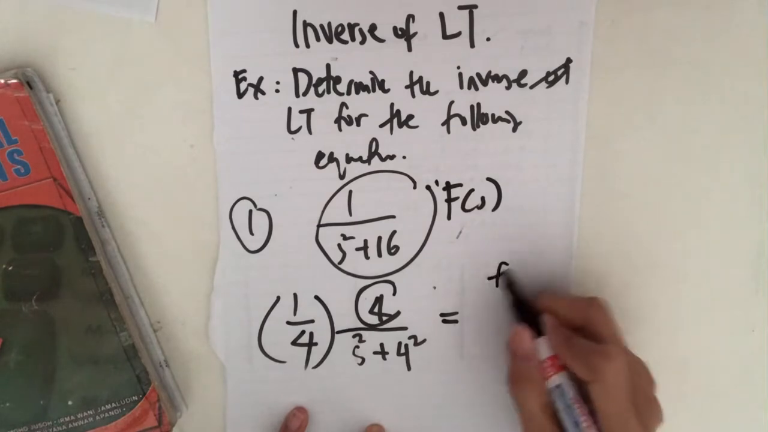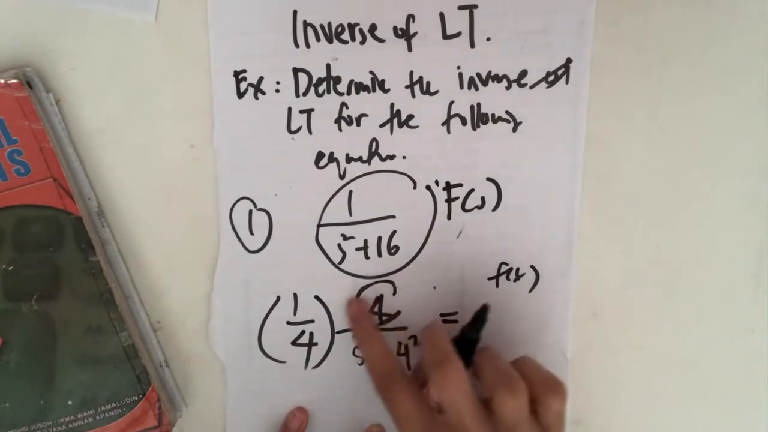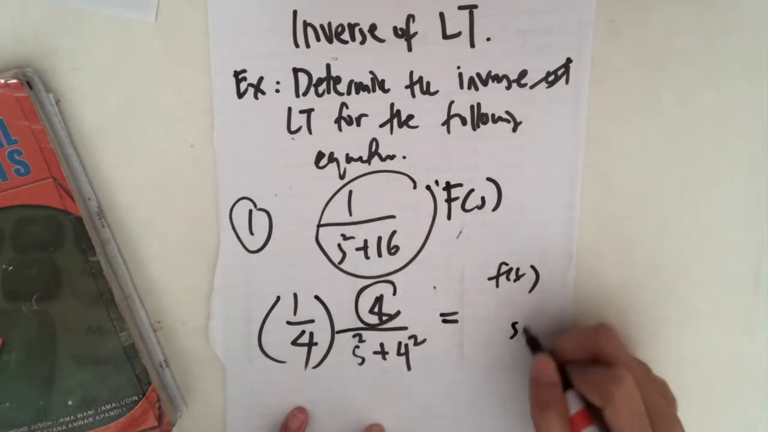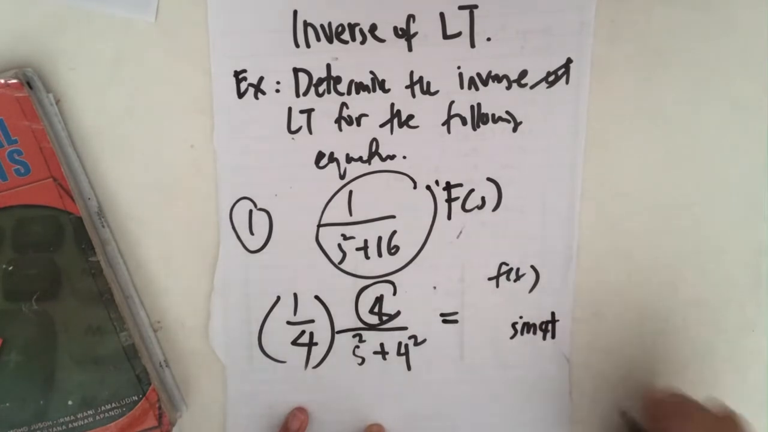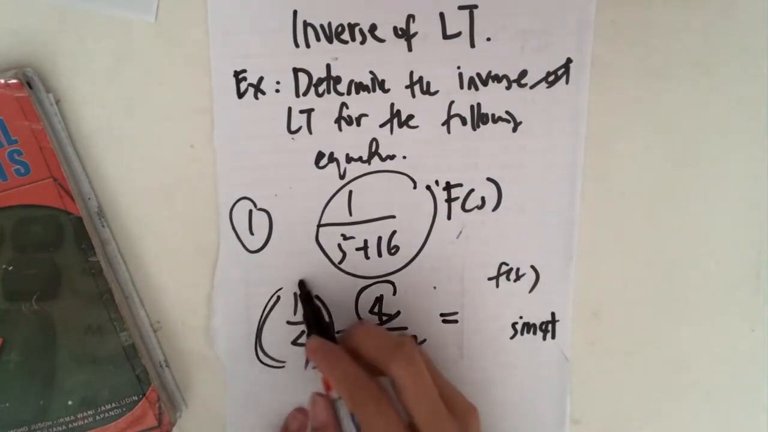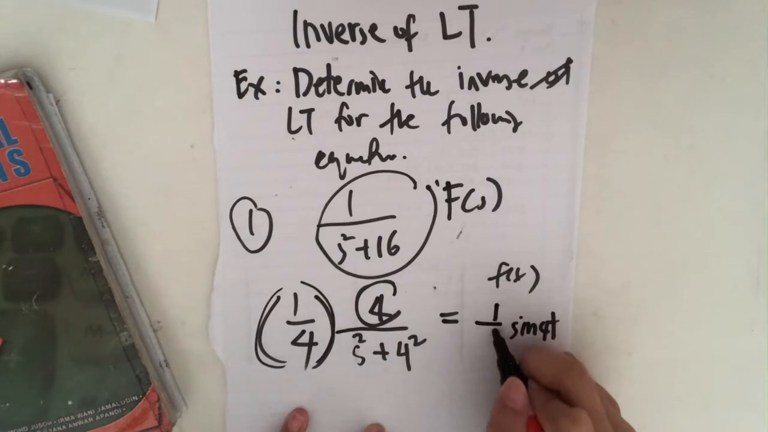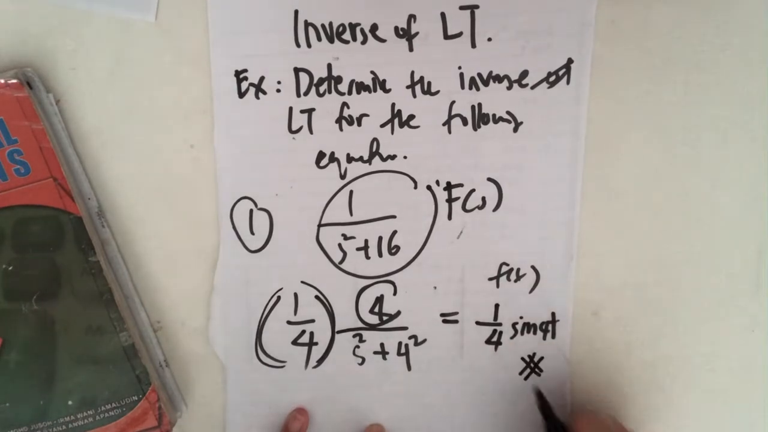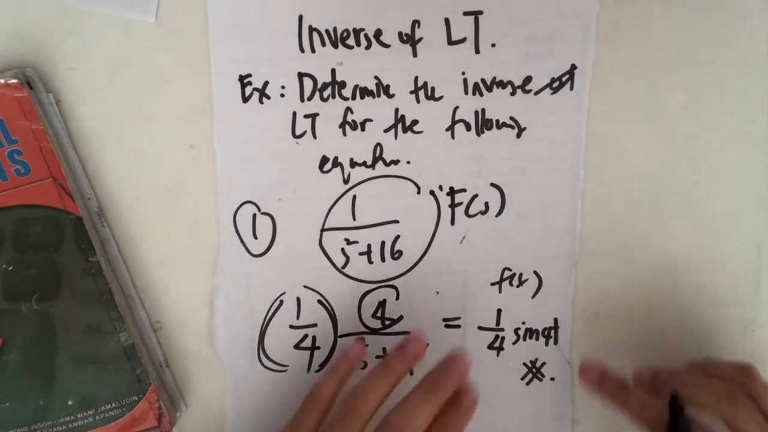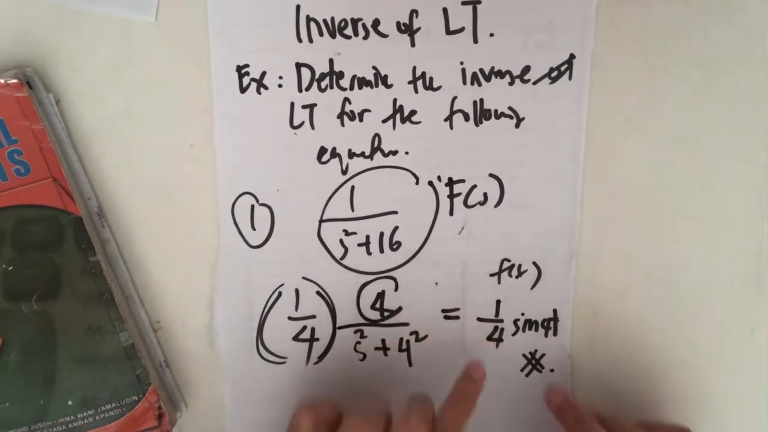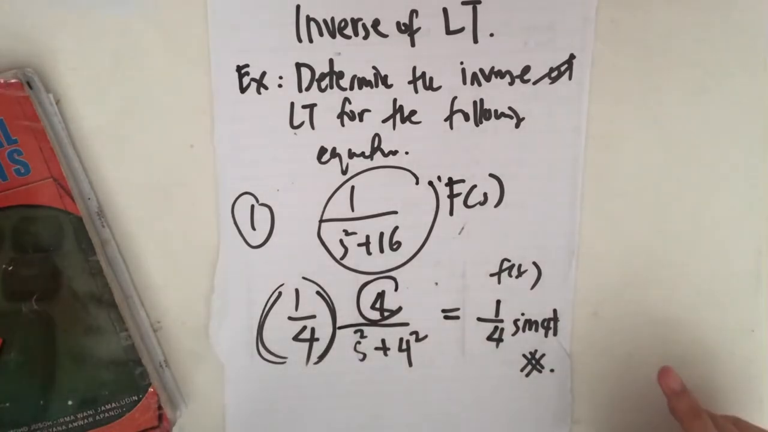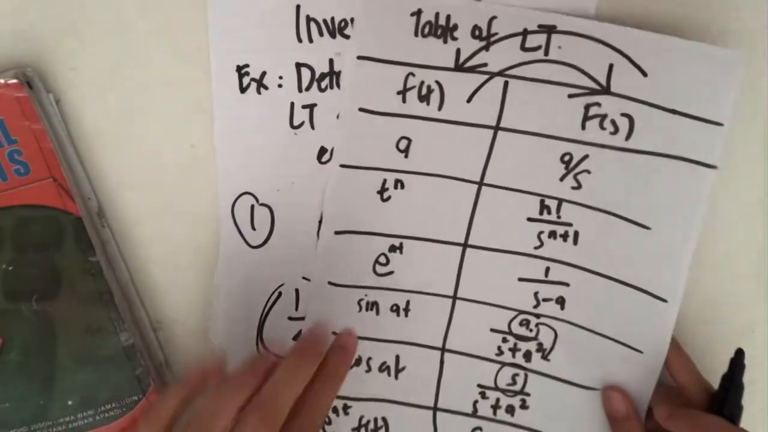So the answer now, your f(t): we know that this one is sine 4t, and you already multiply with a number here which is 1 over 4. So this is the answer, this is your f(t). If you want to double check your answer, you can use the answer that you get here, 1 over 4 sine 4t.